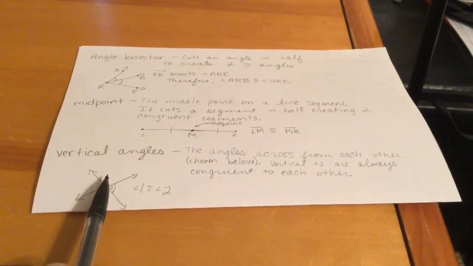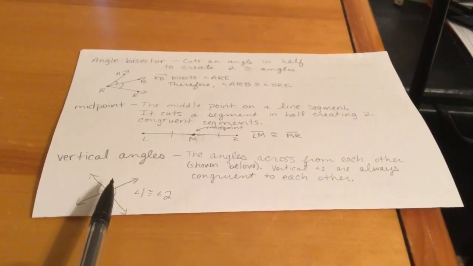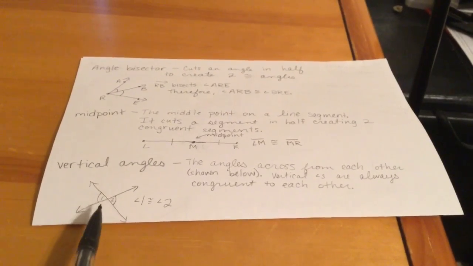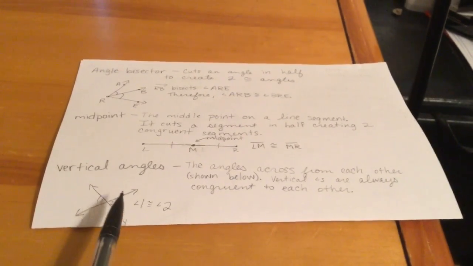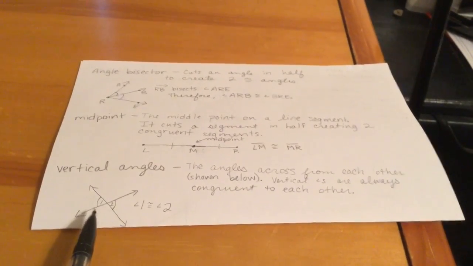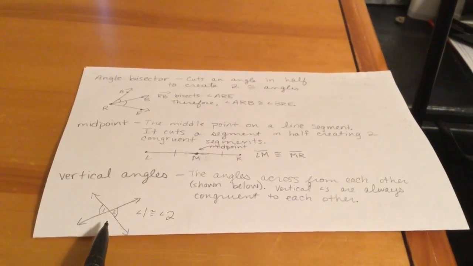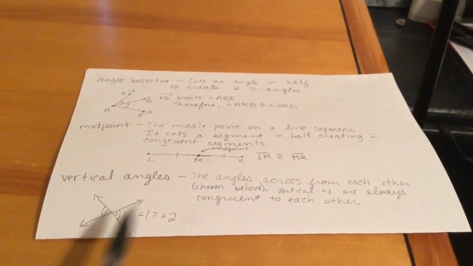Now these, the top and the bottom angle, I haven't named those, but those are also vertical angles. They're also right across from each other. We have to make this perfect X if we're going to look at vertical angles. So these two are also vertical angles, and those are also congruent to each other.